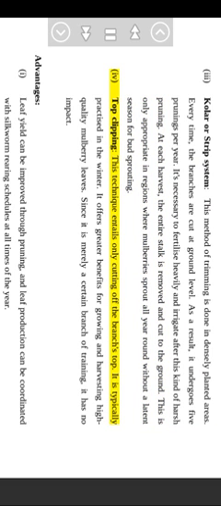Top clipping. This technique entails only cutting off the branch's top. It is typically practiced in the winter. It offers greater benefits for growing and harvesting high-quality mulberry leaves. Since it is merely a certain branch of training, it has no impact.